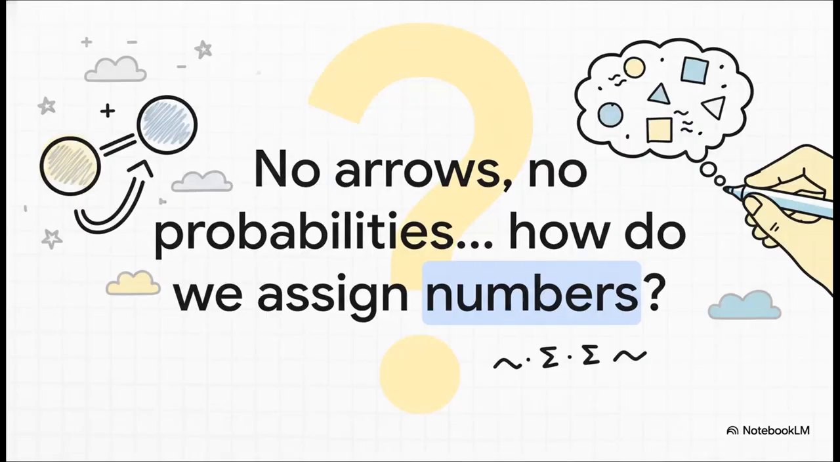So this is great. The structure makes sense. But this brings up a very, very important question. If you remember, in Bayesian networks, the arrows gave us parents and children, which led us very nicely to conditional probability tables. But here, there are no parents. There are no children. So how on earth do we assign numbers to this thing? How do we measure the strength of these connections?